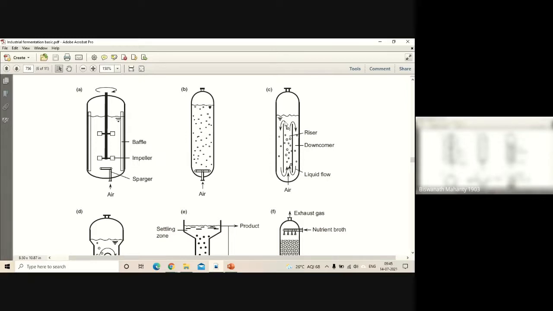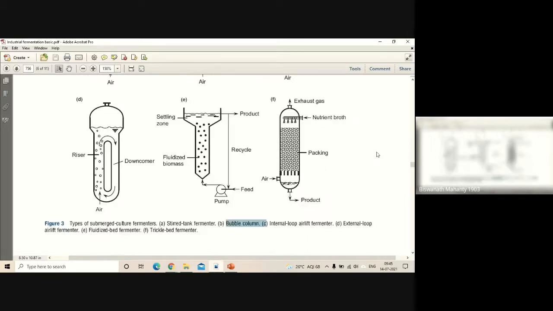In this case, it is just one directional, right? Singly go and come. But here, there is a little bit of recirculation. Recirculation means mixing will be good. So these kinds of reactors are known as airlift: internal loop airlift, external loop airlift. Airlift means air is lifting the liquid and recirculation is happening. So this is all about air bubbles.